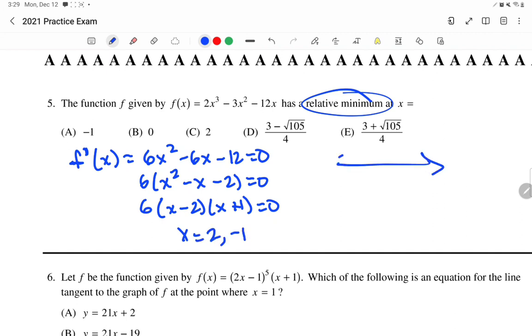To figure out which one is a relative minimum, we're going to do f prime, do a number line analysis, negative 1, positive 2. I'm going to plug in, say, negative 3. Negative 3 minus 2 is negative. Negative 3 plus 1 is negative. Negative times negative is positive. Plug in 0, I'm going to get negative and then positive. And plug in 3, I'll get positive and positive. So this is increasing, decreasing, increasing. So we get a relative minimum here at 2.